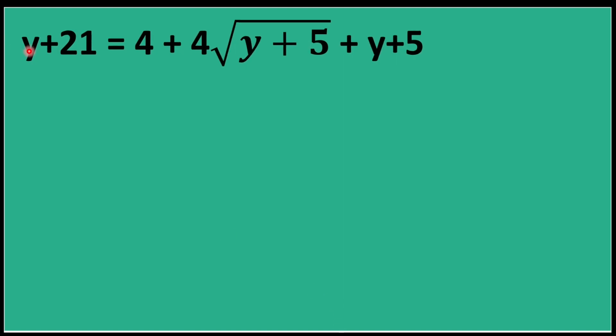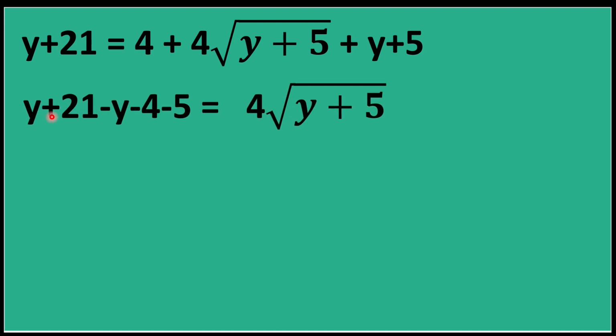And now the equation is y plus 21 equal to 4 plus 4 times square root of y plus 5 plus y plus 5. Now we will send this y plus 5 and this 4 to this side of the equation. So overall the equation will become y plus 21 minus y minus 4 minus 5. So we have sent this y plus 5 and this 4 to this side of the equation, and here 4 times square root of y plus 5.